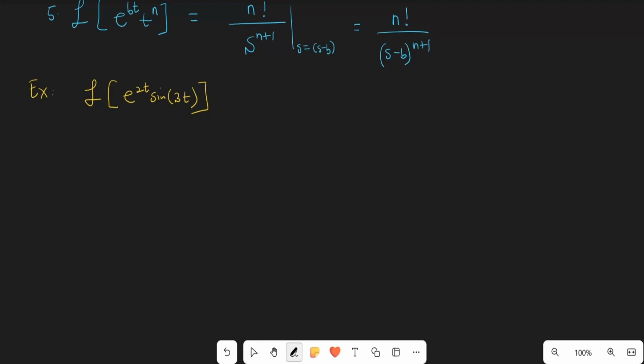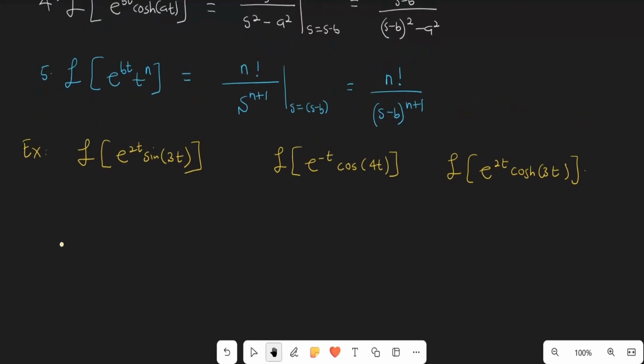Cool. And now the next one, we are going to find the Laplace transform of e to the negative t, multiplied by the cosine of 4t. And now we are going to find the Laplace transform of e to the 2t, multiplied by the cosine hyperbolic of 3t, like this. So just for the purpose of illustration. So now let's work them.